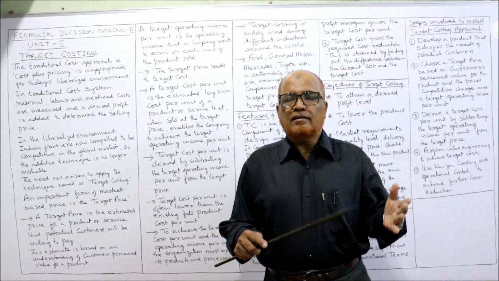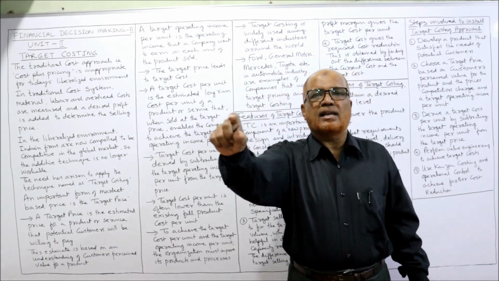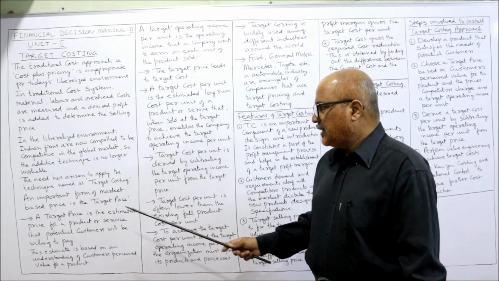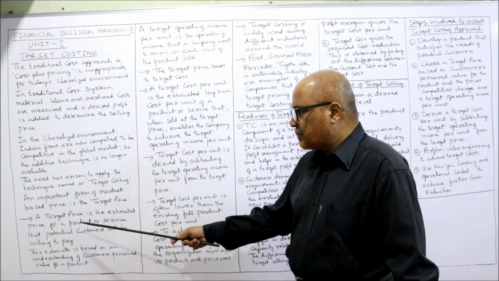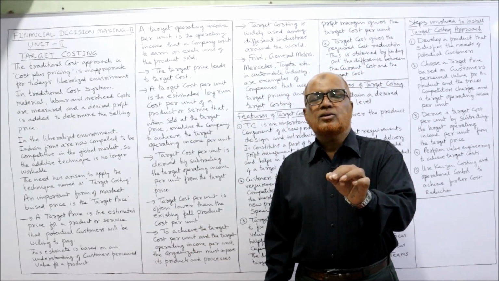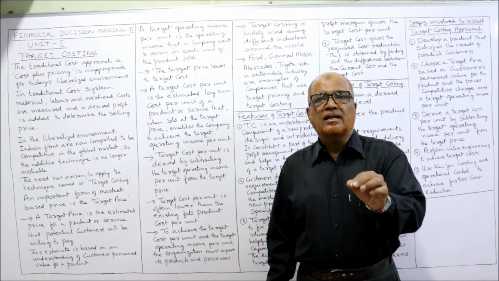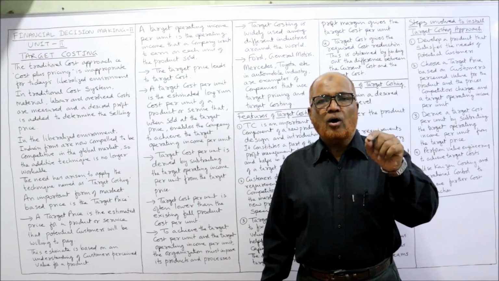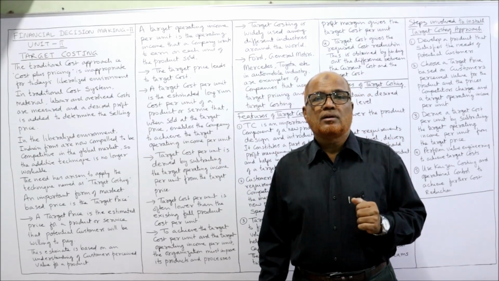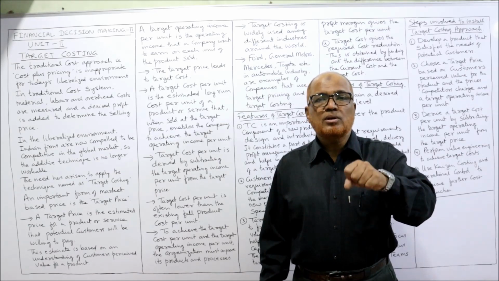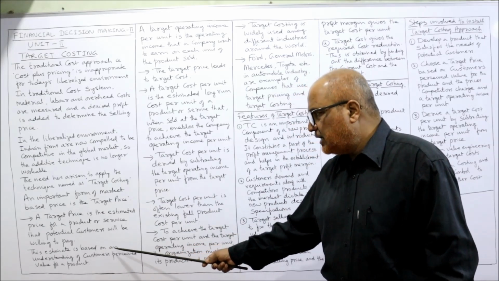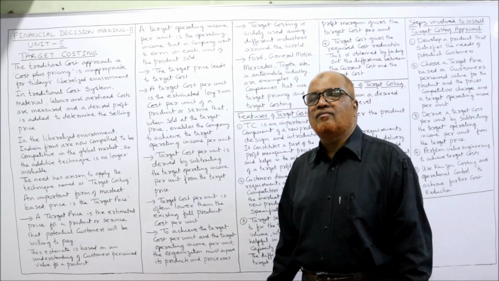See here, earlier in the traditional method, first we calculate the cost, then the selling price. But now, first the selling price, then the cost. A target price is the established price of a product or service that potential customers are willing to pay. So in target costing, first of all, we study the customers. How much are customers willing to pay? First of all, the business wants to find out how much the potential customers are willing to pay. This estimate is based on understanding the customer's perceived value of the product.